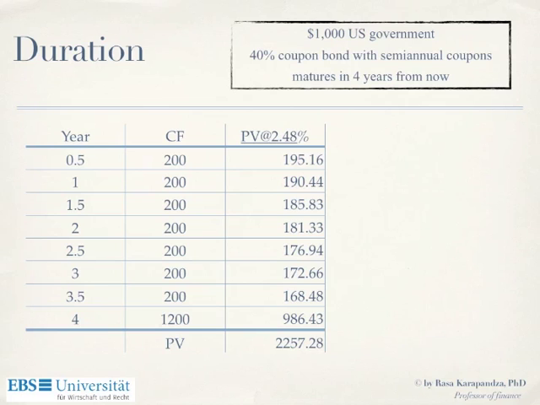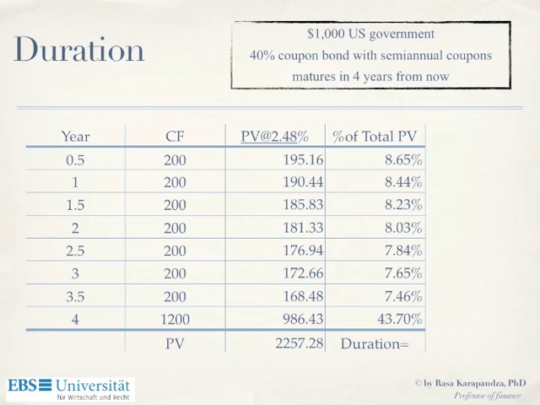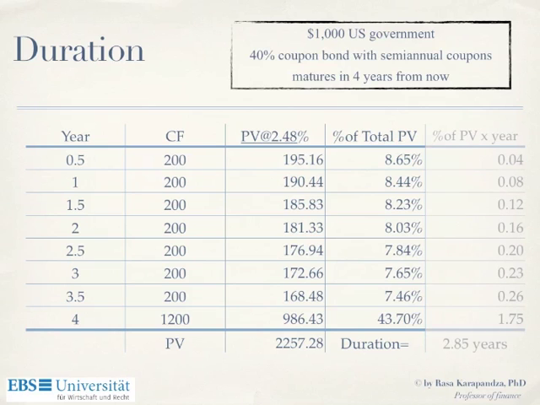How many percent is that of the total present value? So now the last number in this column, 43.7%. That means that 43.7% of the present value of the bond, of the total present value, is received in the last period. This 43.7 is equal to 986.43, which is the present value of the last payment, divided by the total present value. This is simple. This is the percentage of the total present value that you receive in every period.